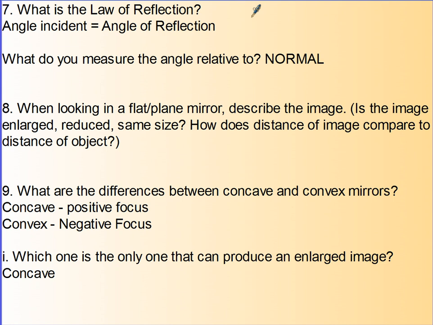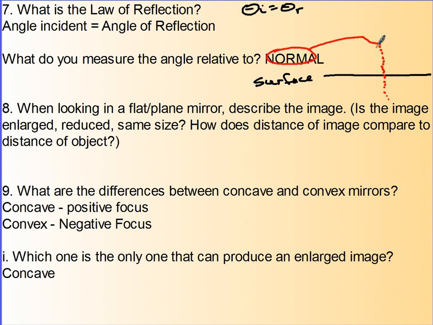What's the law of reflection? It's the angle of incidence equals the angle of reflection. Remember, we always measure with respect to the normal. So if this is my surface, my normal is this perpendicular line. We're going to pretend like that's perpendicular. This is the normal. It's a perpendicular line. So if I have a ray coming in at some theta i, it will reflect off at theta r.